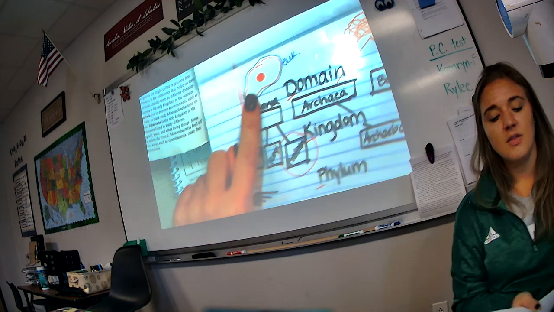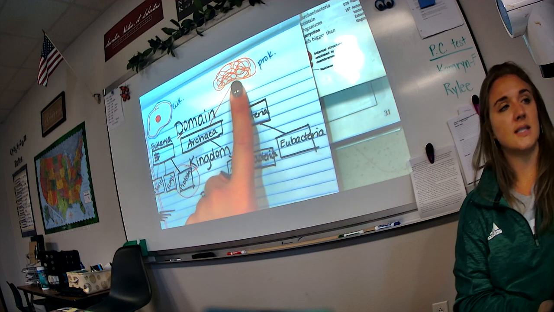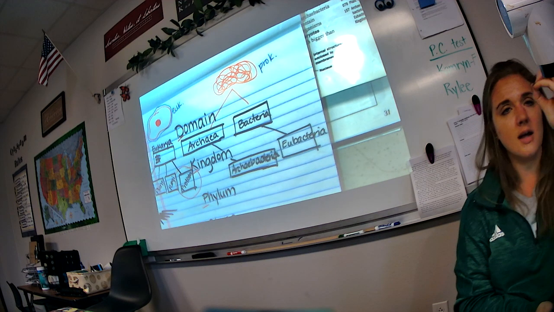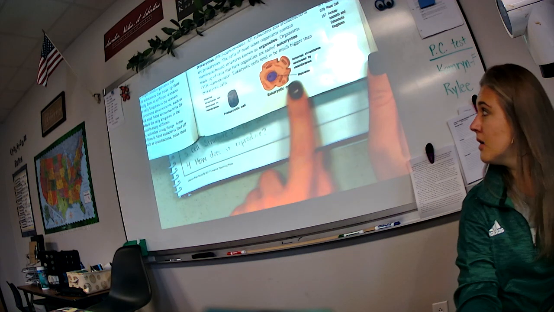The Archaea and Bacteria domains are prokaryotes. That's the kind where all that stringy stuff is not contained in a membrane. So here's another diagram of it. Prokaryote, eukaryote.